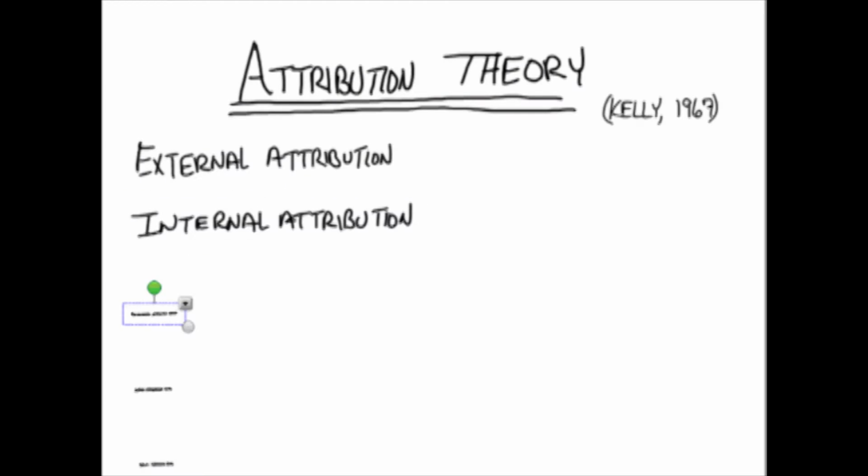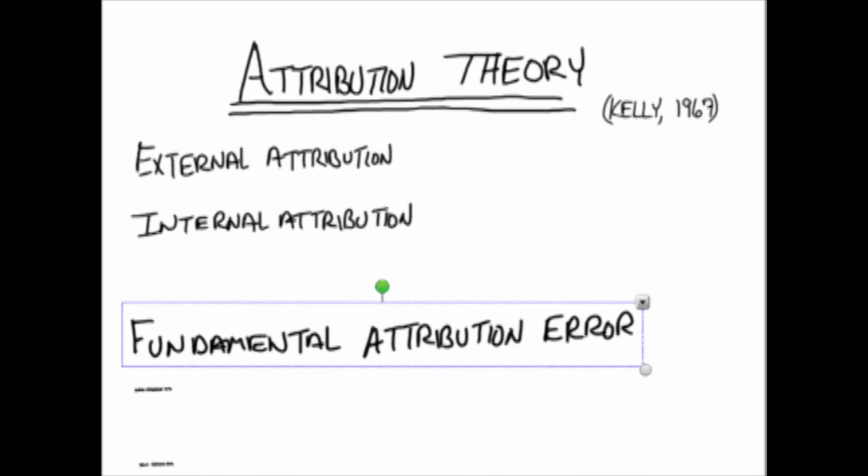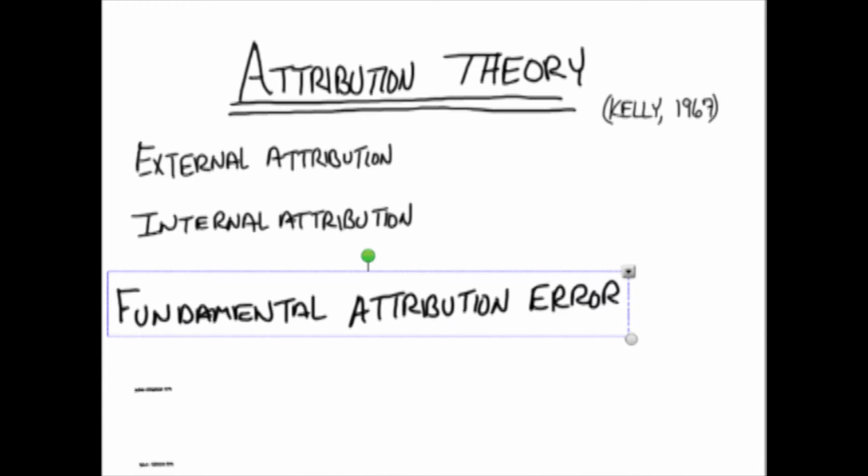And one of the big ideas of the semester is fundamental attribution error. Fundamental attribution error is, when we evaluate others, the tendency to overestimate internal causes and to underestimate external causes. One more time. When evaluating others, the tendency to overestimate internal causes and to underestimate external causes.